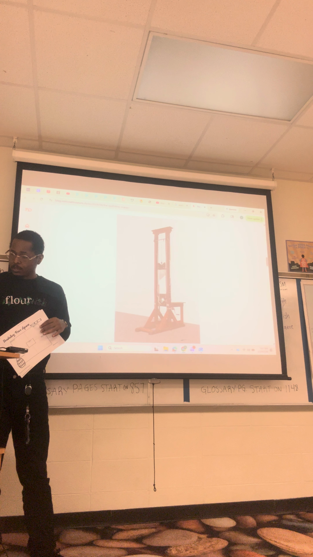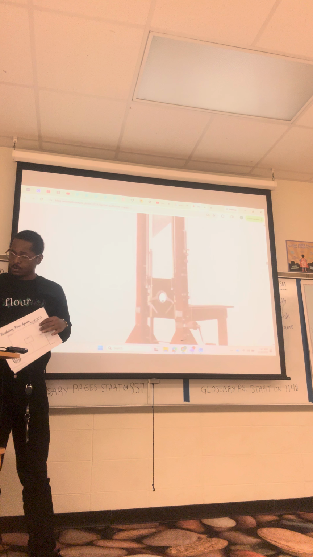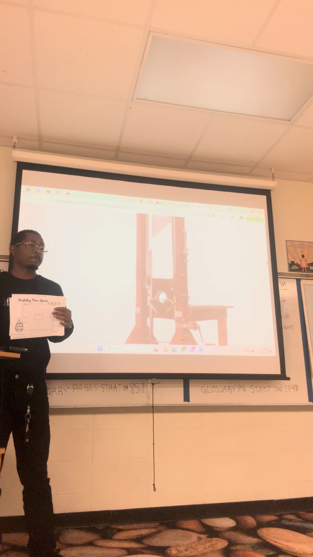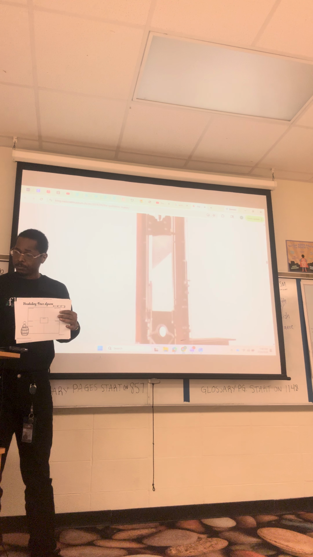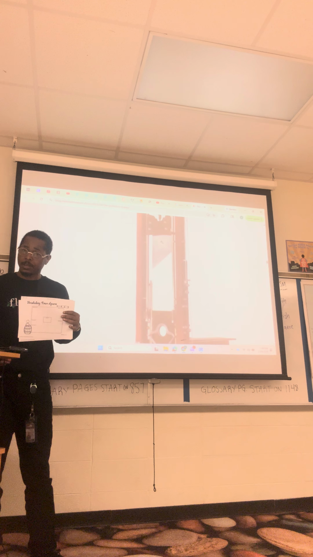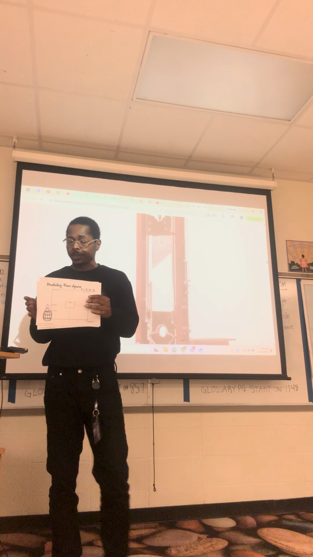Now, the circle part, if you can see, what do you think the circle part is for? Like the head. They put their head through there. And then this, the blade, comes down. So that's what you would illustrate in the top right.